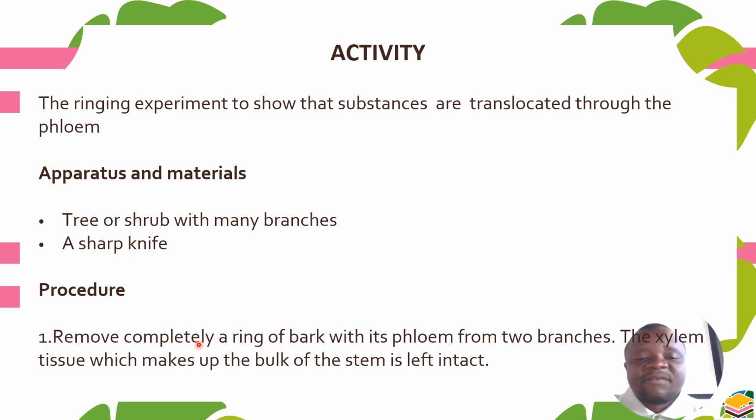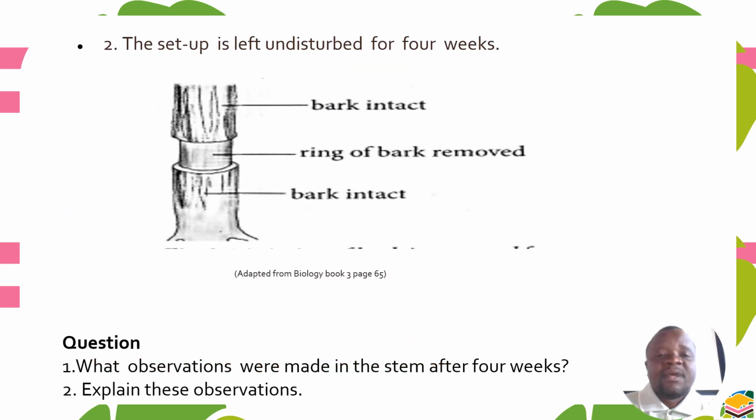First of all, we have to remove completely a ring of bark with its phloem from two branches. Then the xylem tissue, which makes up the inner part of the stem, is left intact. We don't tamper with the xylem. The procedure continues. Now, the setup is left undisturbed for 4 weeks, and it is shown here. This is the area where the ring has been removed, is cut. This is the bark, intact, not tampered with. The bark is the skin of the plant or the stem. Then this is another bark intact.